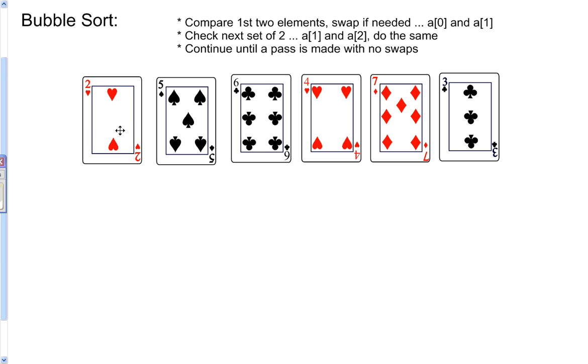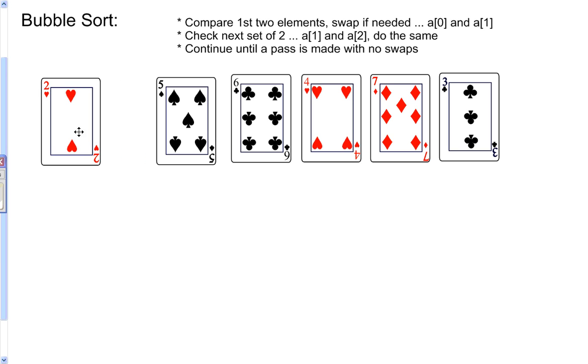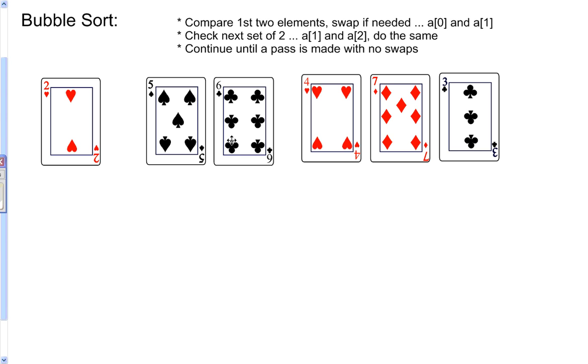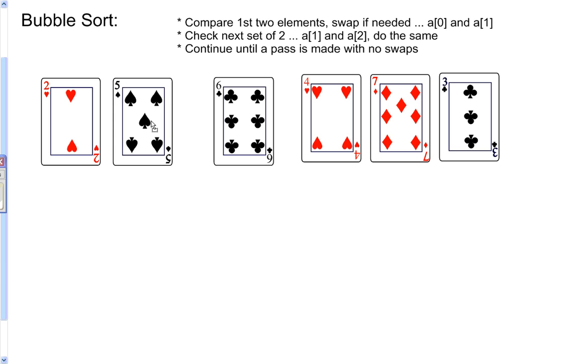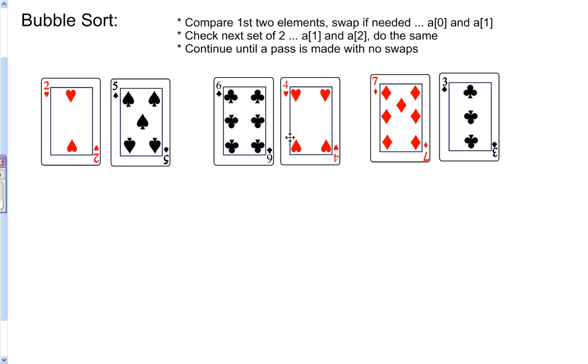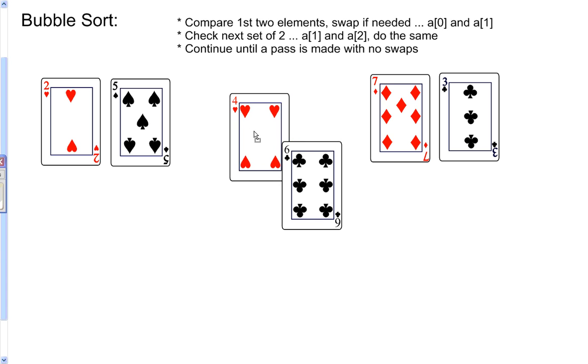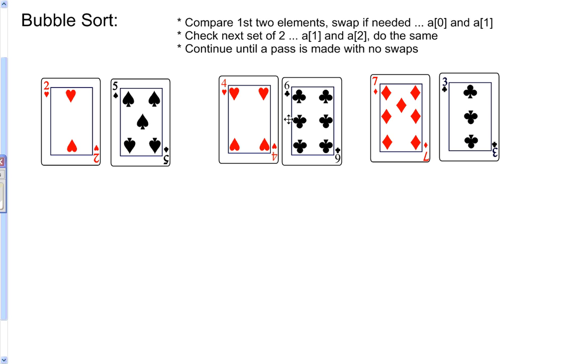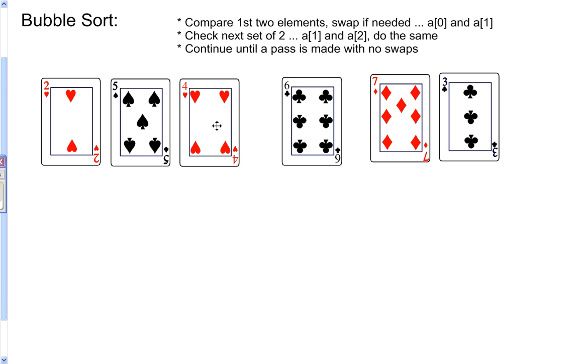Once that's done, we move on to the next two. This item has already been checked, so I move on to the next two items, the 5 and the 6, and I ask, do they need to be swapped? The answer is no. This is the smaller of the two, and I slide it over. Then I move on to the next two, and I ask, do they need to be swapped? The answer is yes. So I make a swap, and since the smaller of the two is on the left, I slide it over, and I move on to the next two.